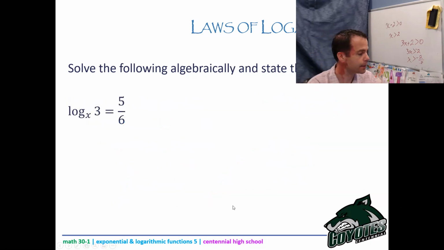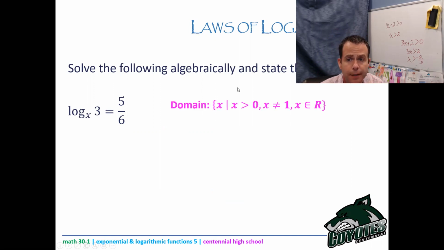Okay, now in the next two examples, a couple of things to talk about. The unknown is actually the base, which is okay. This is going to feel familiar, but the one thing you need to think about here is the domain. As far as bases of logs go, they have to be greater than 0, and they also can't be 1. So your domain becomes x is greater than 0, but x can't be 1, and x is a member of the reals.